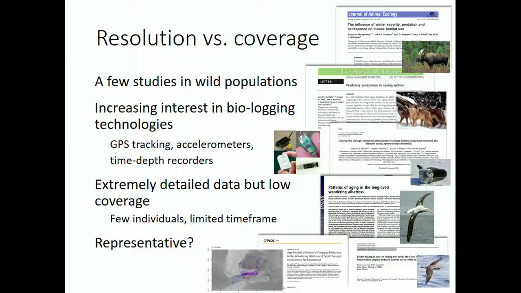There have been a handful of studies that have looked at this, some really interesting work on wolves and moose. But particularly recently there's been a massive increase in technological advances, and people are now really interested in biologging and tracking, so GPS tracking using accelerometers, time depth recorders, things like that, which give amazingly detailed information on individuals over quite short periods, maybe a few foraging trips. This really high resolution data is amazing for those few foraging trips, but often it's quite low in terms of coverage. We might be talking about just a handful of individuals or just a quite limited time frame.